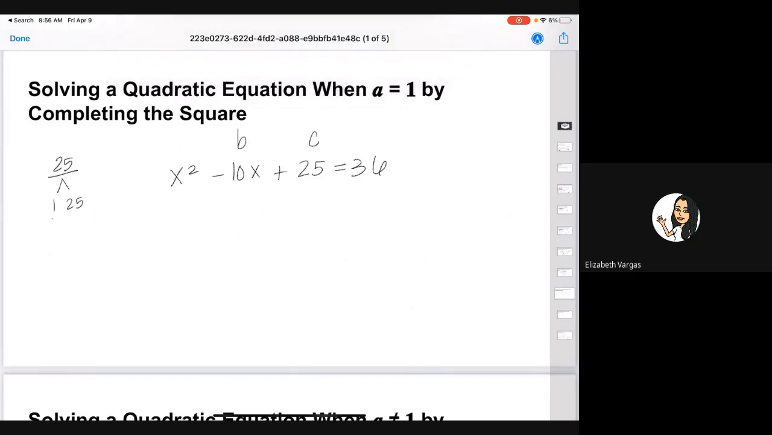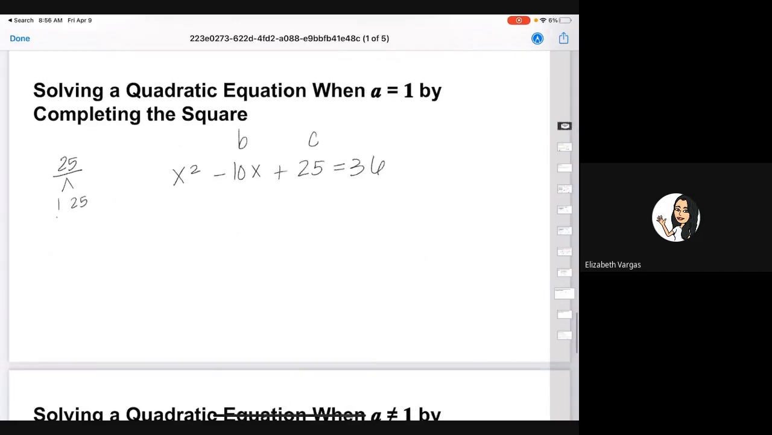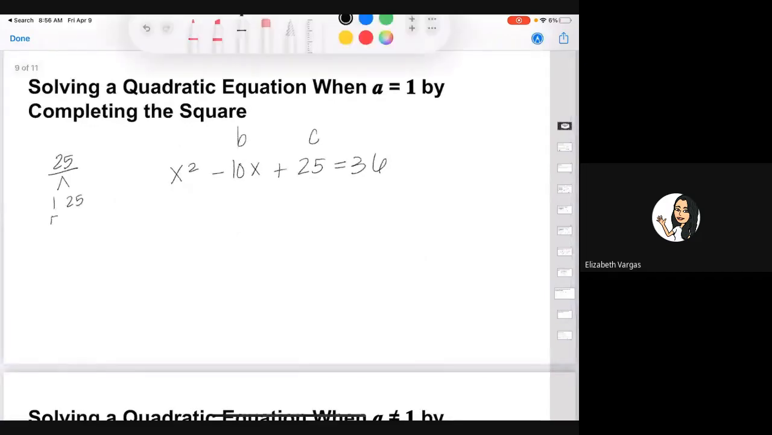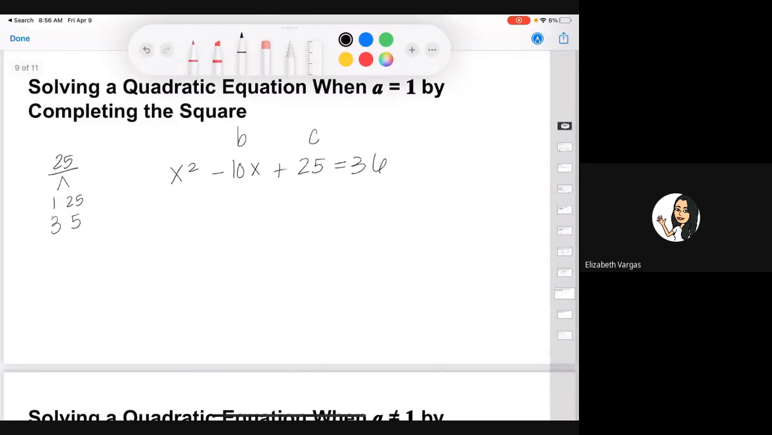Second. I just want to make sure I'm not missing any. Then you get 3 and 5. I think that's the only factors of 25. Basically, you can list out all your factors of 25. So factors are basically two whole numbers that when multiplied together give you 25.